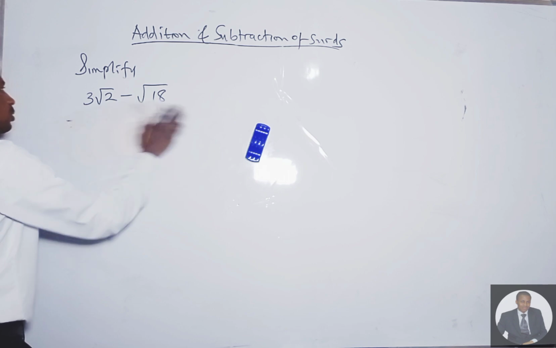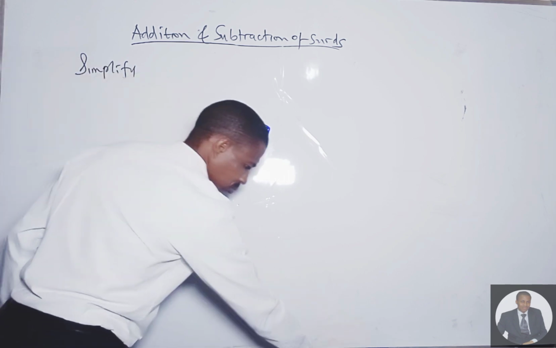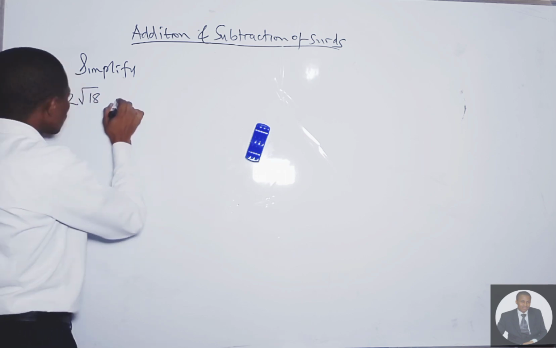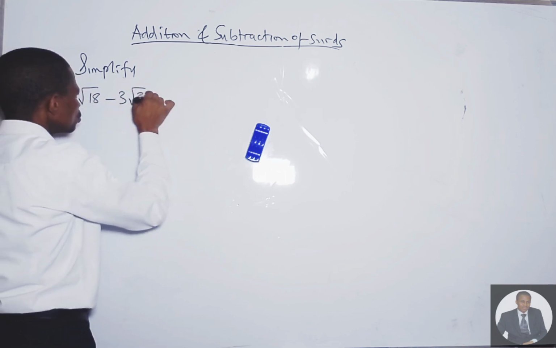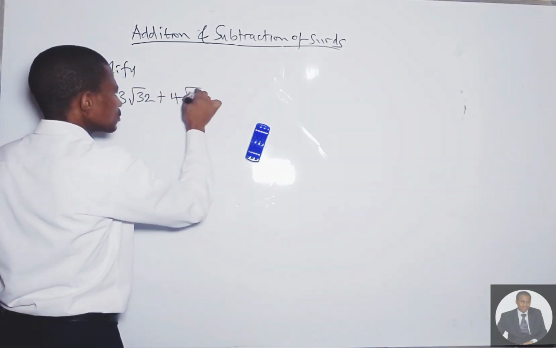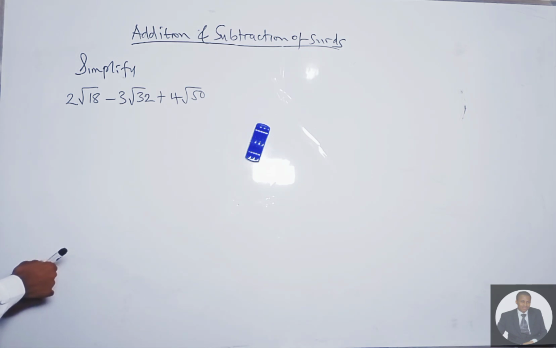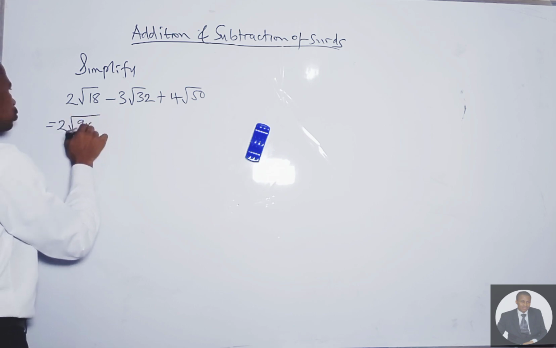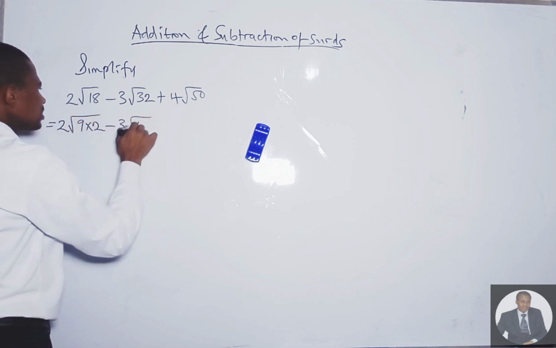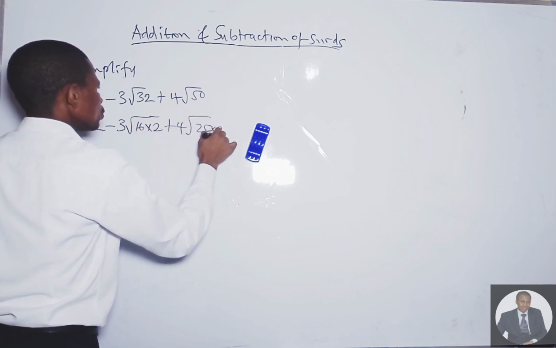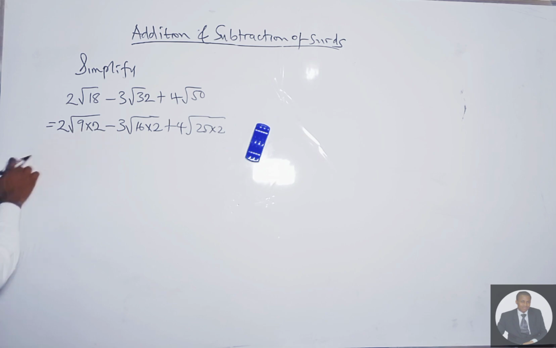Another question. 2 root 18 minus 3 root 32 plus 4 root 50. That's what we have. How do we simplify this? Let's break it down. 18 is 9 times 2. 32 is 16 times 2. 50 is 25 times 2. So there's a commonality here: root 2, root 2, root 2.